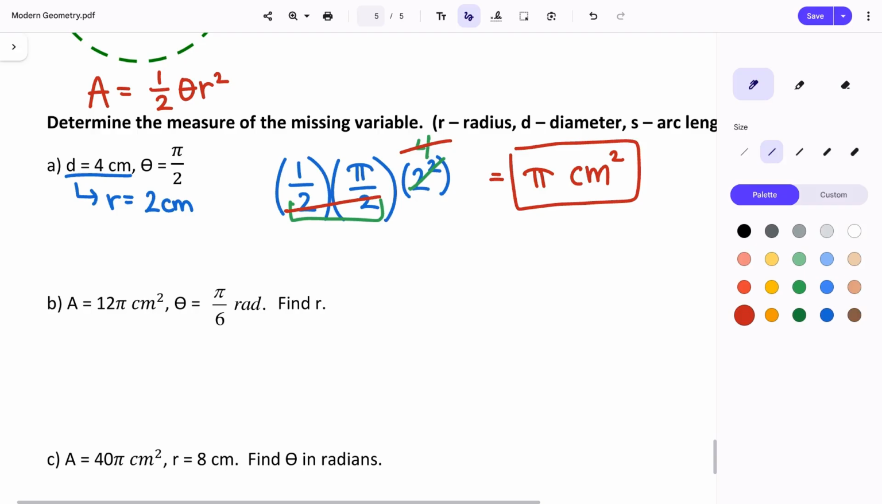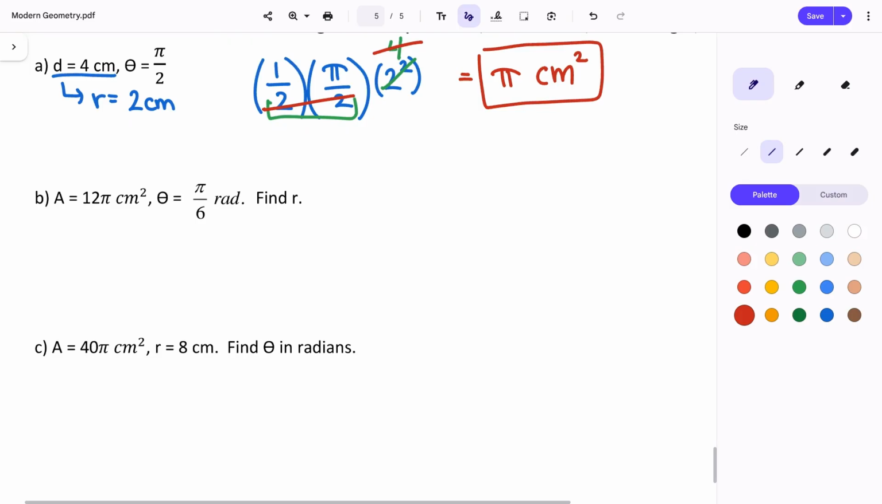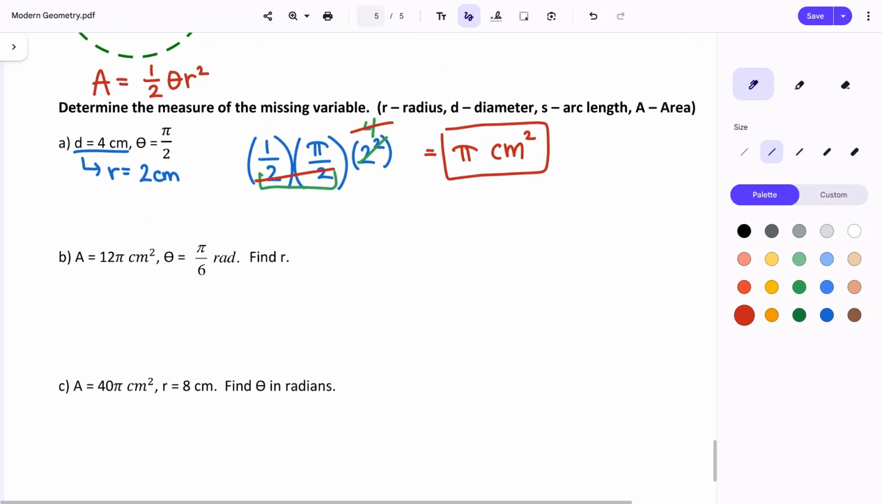Okay, now let's take a look at letter B. B is giving us the area this time, which is 12 pi centimeters squared. They're giving me theta. It's pi over 6 radians. They want me to find r. So again, think about the formula that I wrote up here. We're still using this as kind of our baseline. So I'm trying to use this, but let's plug in what we know.